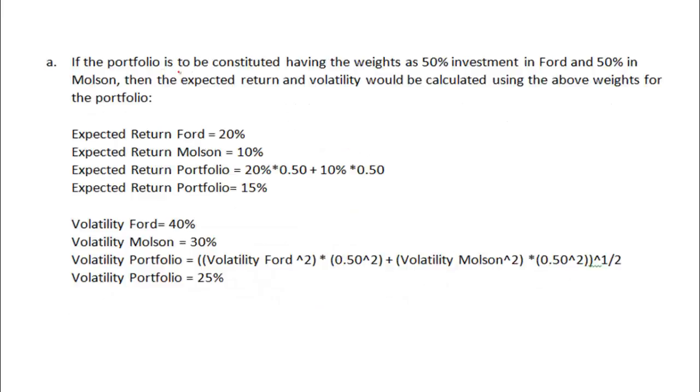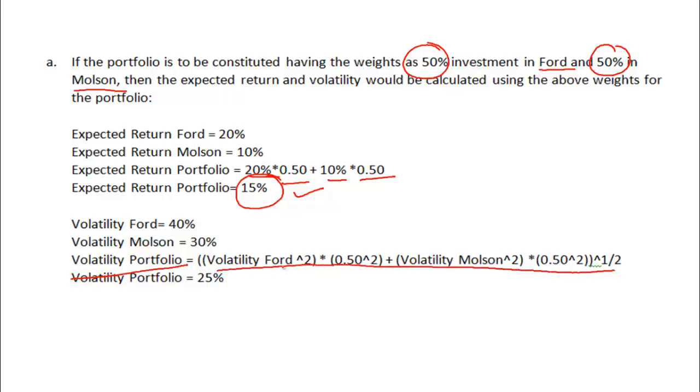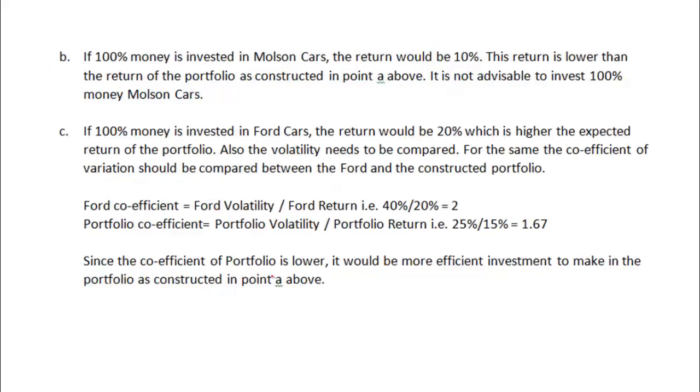Part A. If the portfolio is to be constituted having weights of 50% investment in Ford and 50% investment in Molson, the expected return and volatility will be calculated as below. Expected return of the portfolio will be 20% multiplied by 50% plus 10% multiplied by 50%. It will come out to 15%. Now finding out the volatility of the portfolio, putting the figures in the formula, we'll get the volatility of the portfolio as 25%.